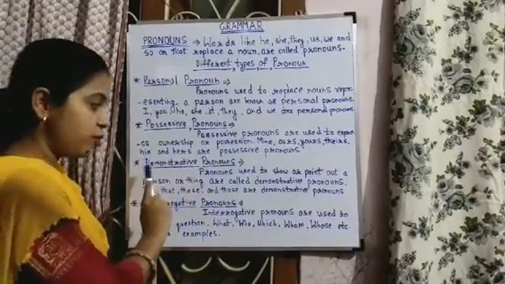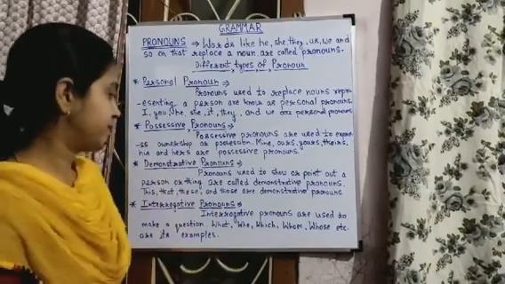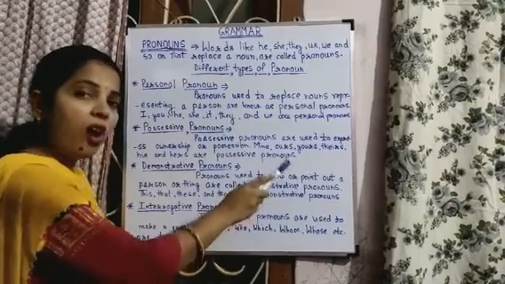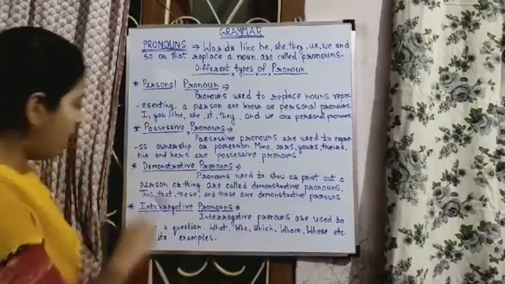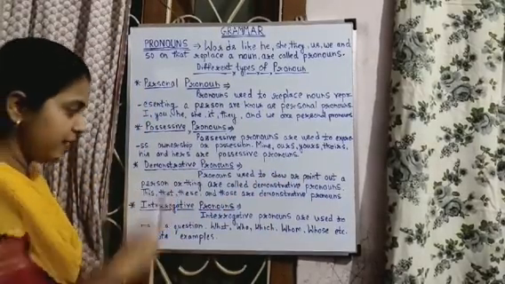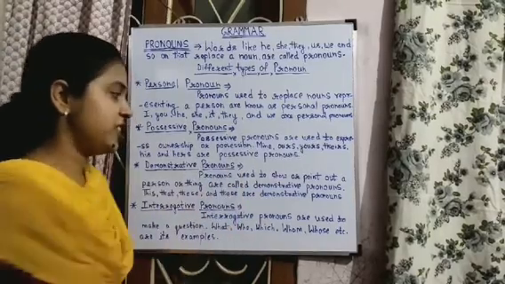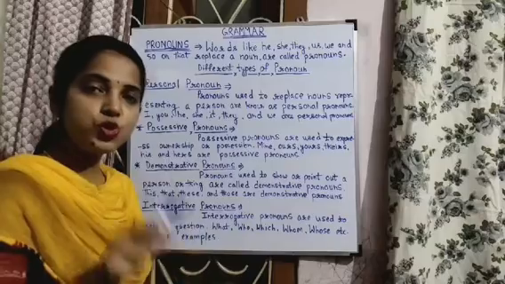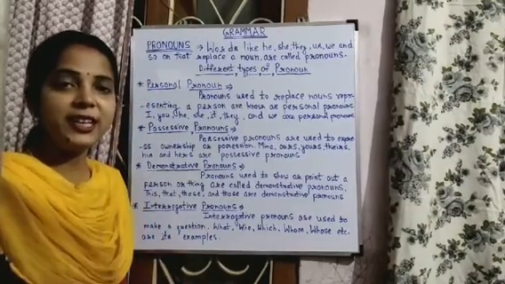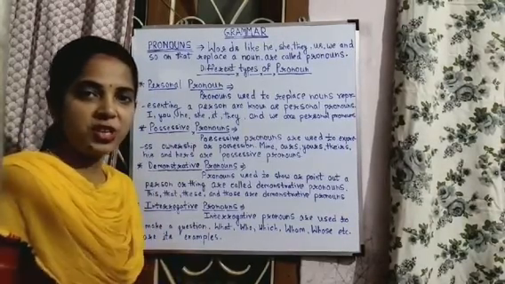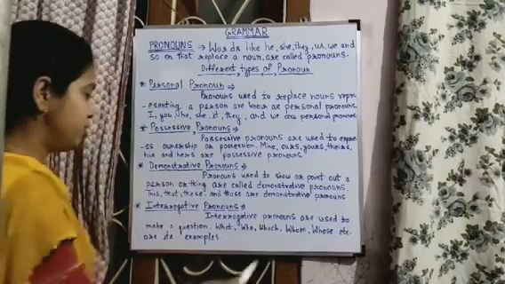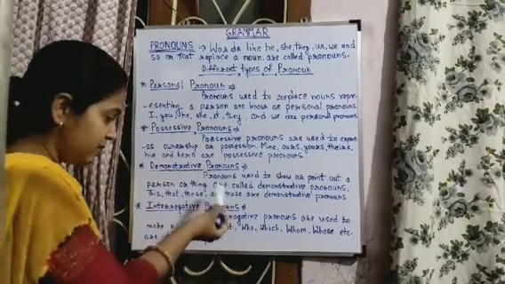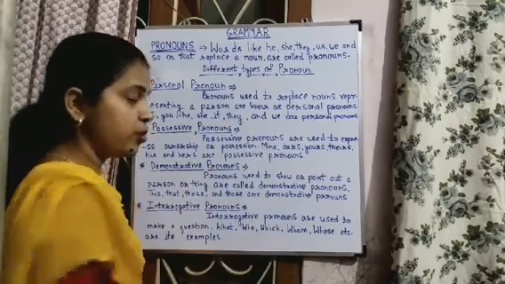Now, demonstrative pronouns. Pronouns used to show or point out a person or thing are called demonstrative pronouns. If a pronoun is used to show a person or thing, then it is called a demonstrative pronoun. Just like this, that, those and these are demonstrative pronouns.